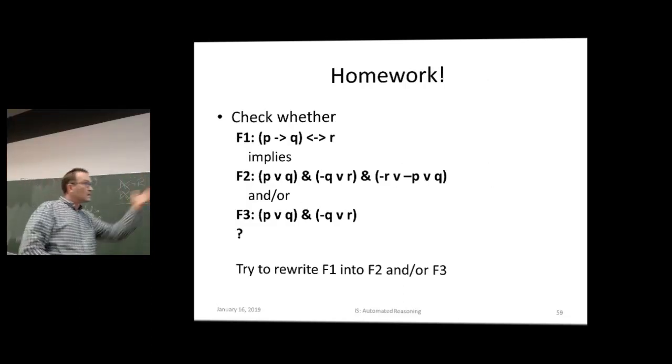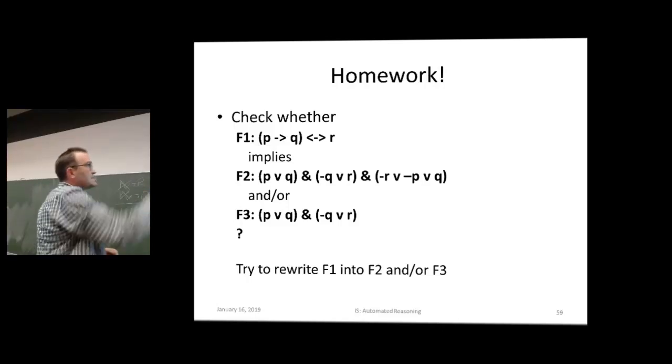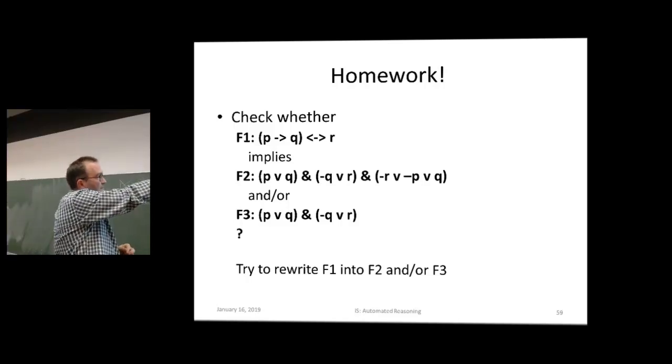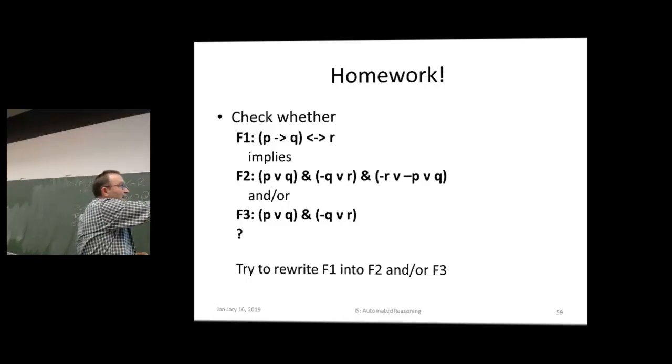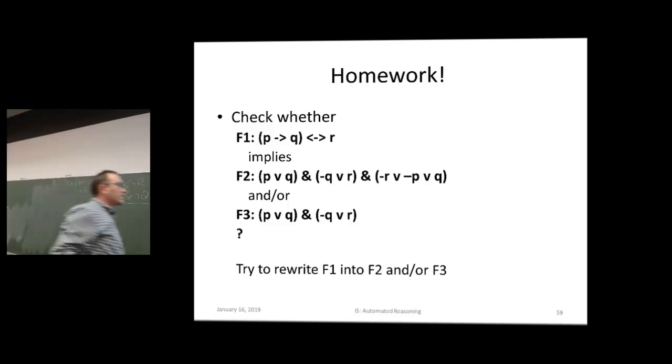And check it out. Try to find some solutions, some search through your rules by starting with this fact that this formula P implies Q is the same as R, implies this one, and also implies F3, or implies one of them. Just try to find out whether you can find a proof from this formula to any of those two.